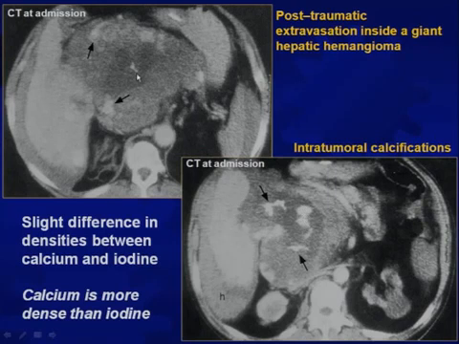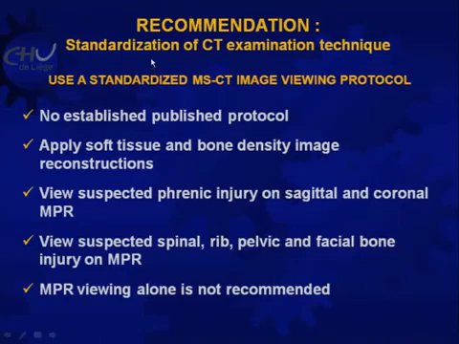Then we are coming to the viewing protocol, how to look at the images. There's no established published protocol, but it's very important that you apply the soft tissue windowing, the bone density windowing, and that you are doing reconstructions. So, particularly for the phrenic injury, sagittal and coronal MPR views are essential. And also for the spine, for the rib, for pelvic, for all bone injuries, MPR is very important. But MPR viewing alone is not recommended. So please look first at the axial images and then you look at the MPR.